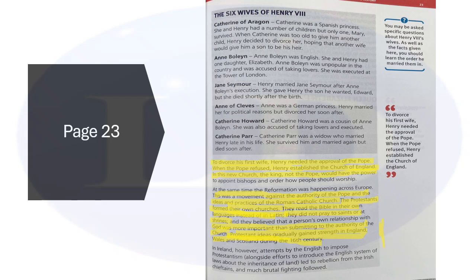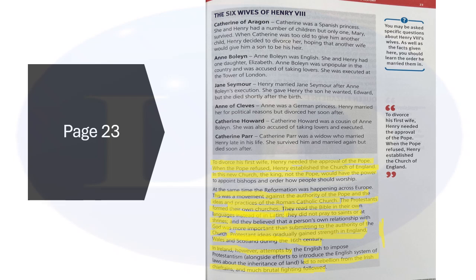In Ireland, however, attempts by the English to impose Protestantism alongside efforts to introduce the English system of laws led to rebellion from the Irish chieftains, and much brutal fighting followed. Now what happened was King Henry VIII tried to impose Protestantism, not the Catholic Church, but they were very staunch Catholics. They refused. They said, we don't want this new church. We want to stick to the old church. And because of that, there were religious fights, and they fought against each other.